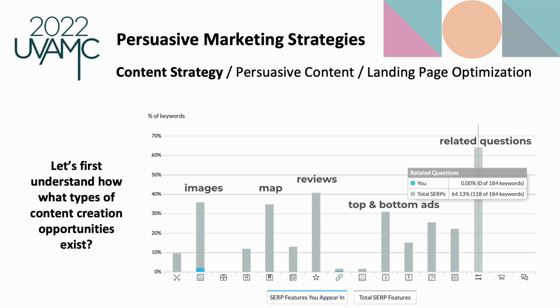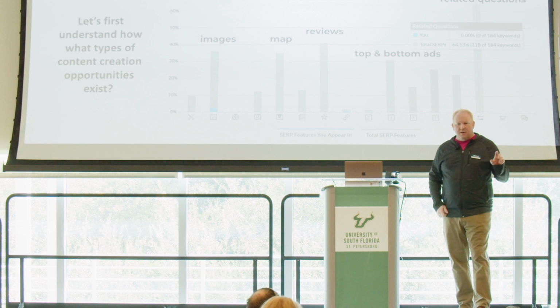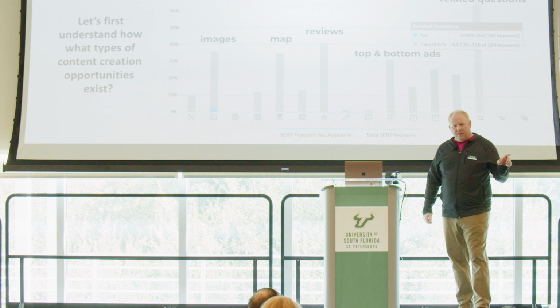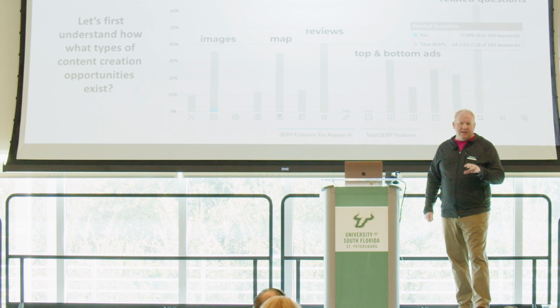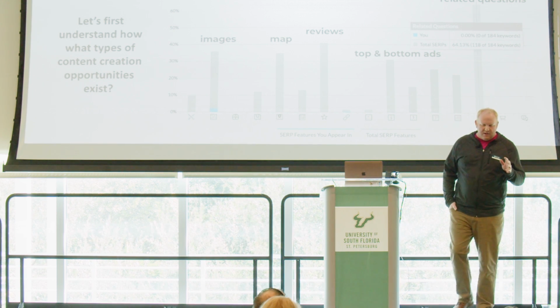Related questions, this is my favorite one. 60+% of the time, we have related questions showing up. Those are the little blocks of text that say related questions, usually with a full sentence question. You can click it, it drops down, and it brings up a search result. For really competitive keywords, you can get onto the top page by answering those questions with content on your site. That's a backdoor way to rank for some of those keywords.